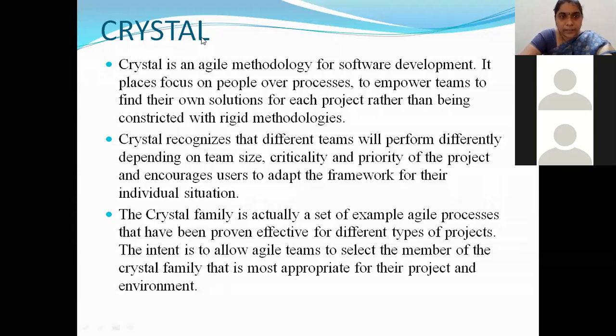So what crystal finally tells us is that a crystal family is actually a set of example agile processes that have been proven effective for different types of projects. The intent is to allow agile teams to select the member of the crystal family that is most appropriate for their project and environment. So crystal is nothing but a crystal family, which tells us that based on the team size and the criticality, if you go for this framework, then you will be successful. So this crystal tells us this kind of thing.